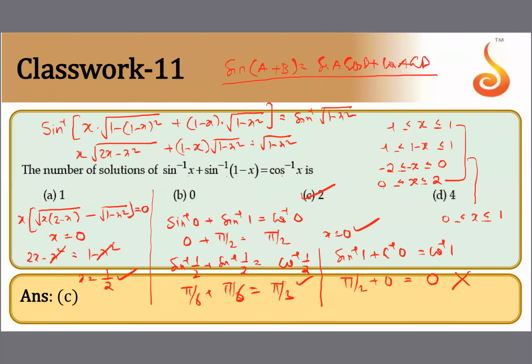Now you take the half, the middle value. Sin inverse 1/2 is equal to cos inverse 1/2. You take 1. Only two values are satisfied, 0 and 1/2.